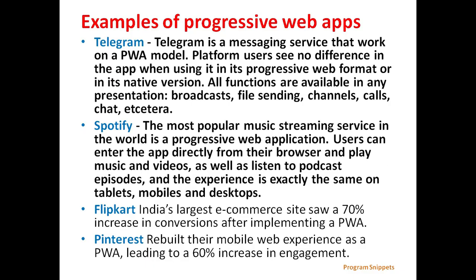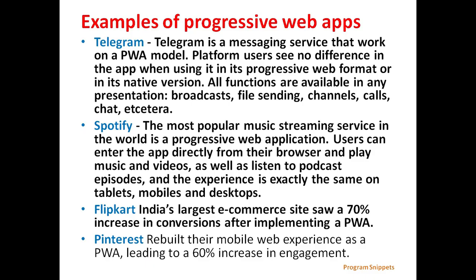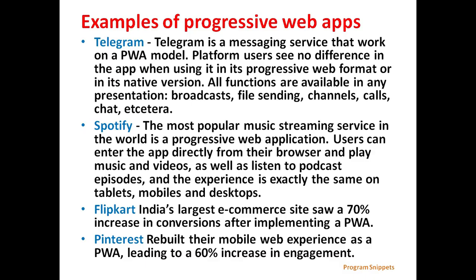Spotify. It is the most popular music streaming service in the world, which is developed as a progressive web app. Users can enter the app directly from their browser and play music and videos as well as listen to podcast episodes, and the experience is exactly the same on tablets, mobiles and desktop. Flipkart. It is India's largest e-commerce website. They saw a 70% increase in conversion after implementing a progressive web app. And Pinterest. It rebuilt their mobile web experience as a progressive web app, which led to a 60% increase in engagement.